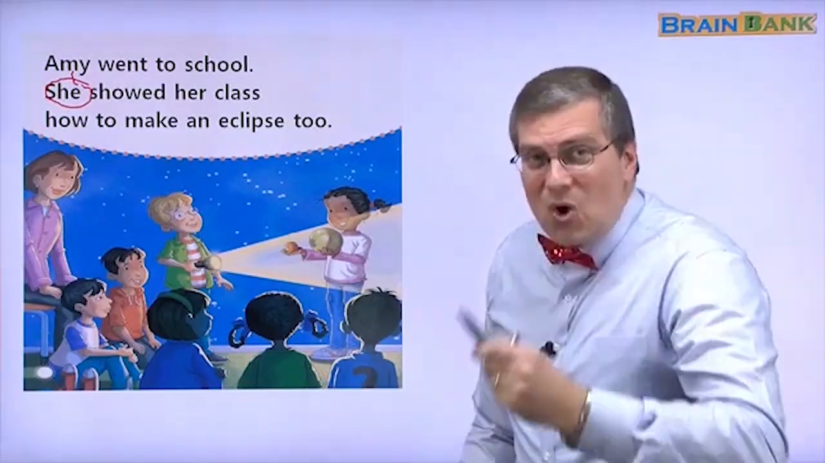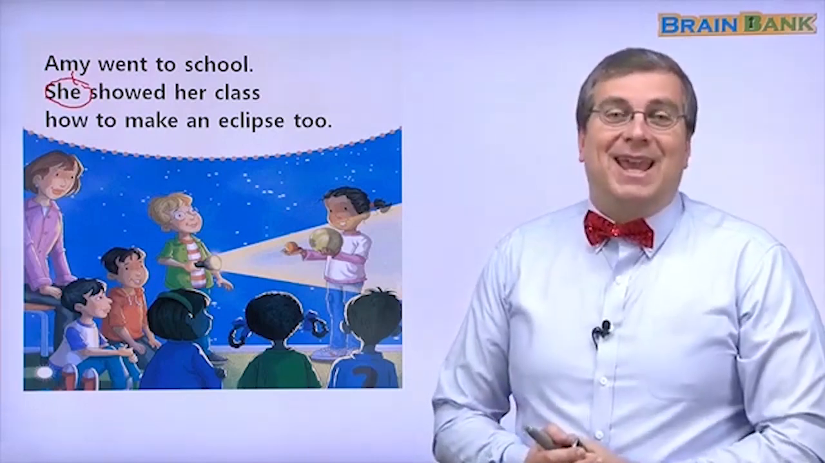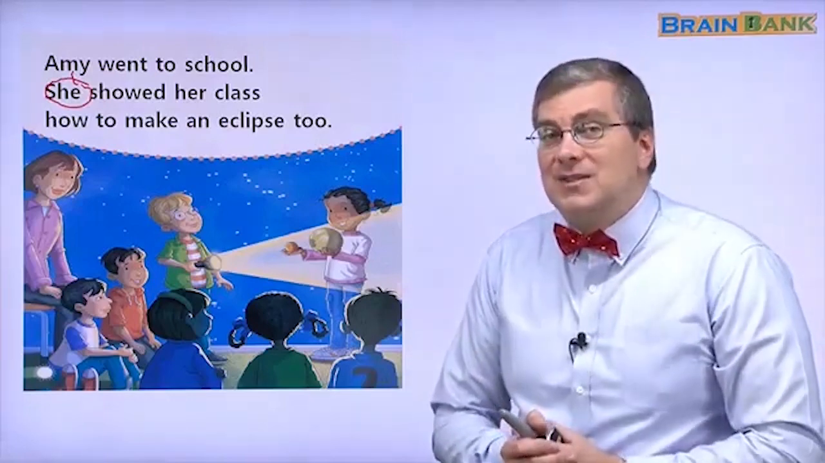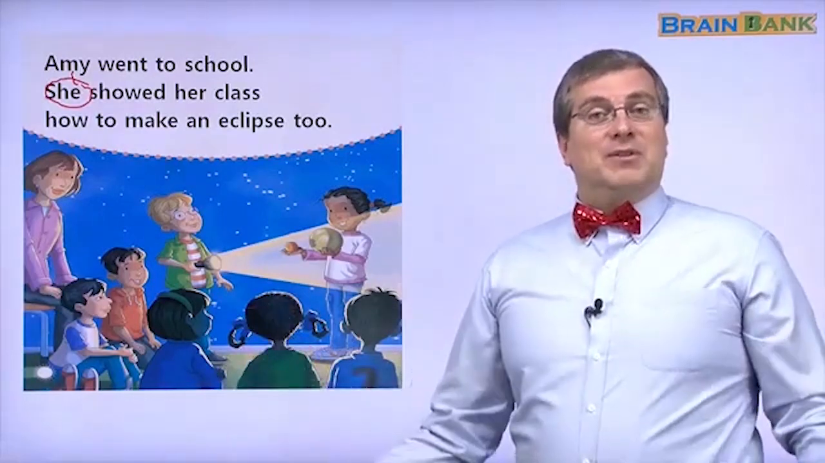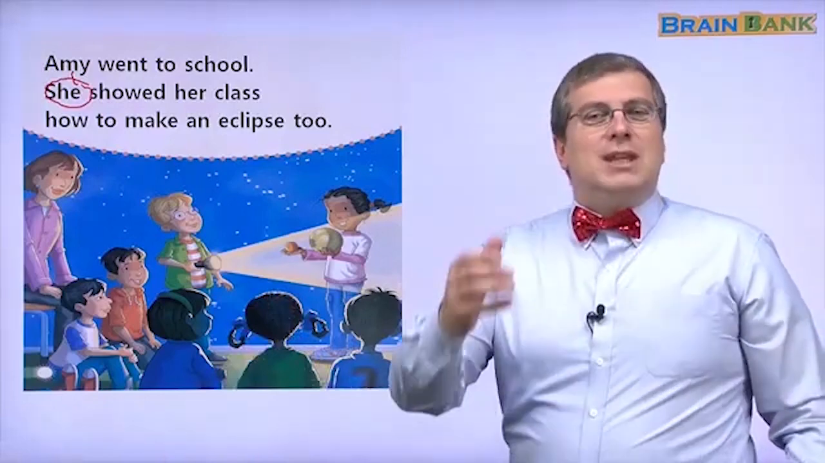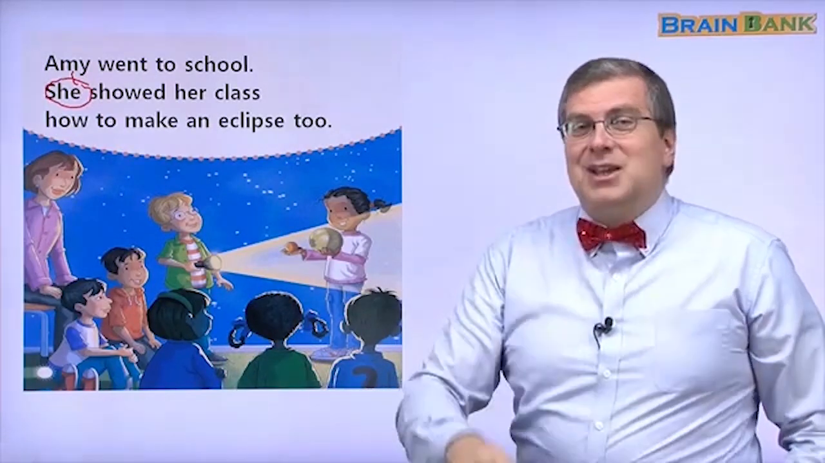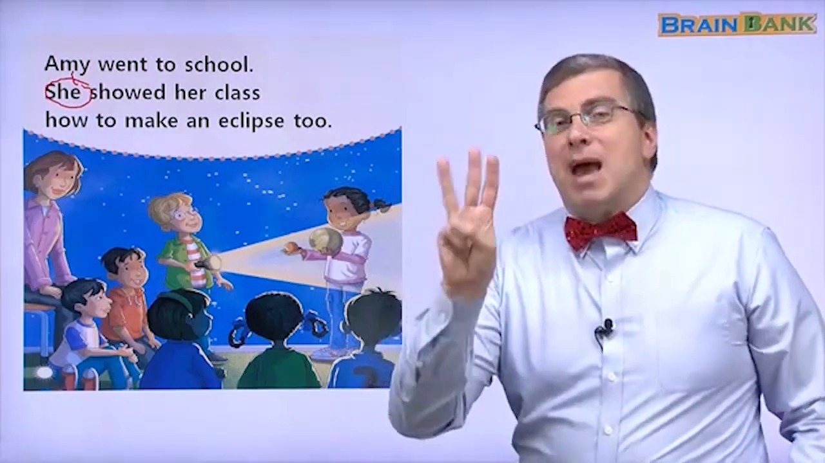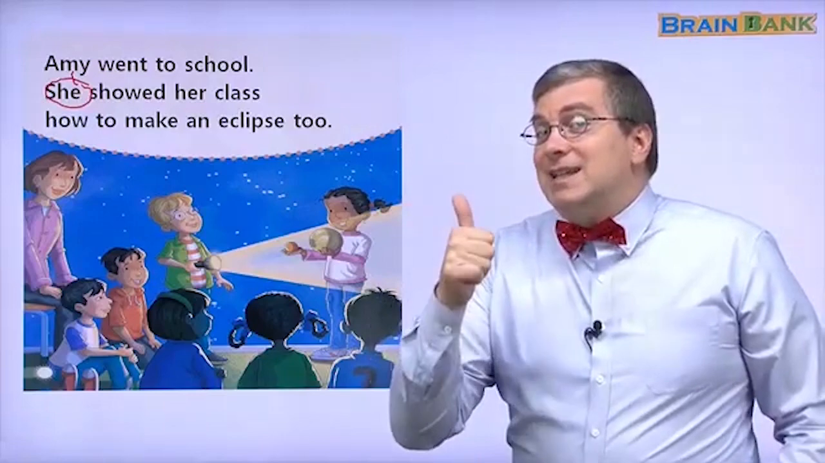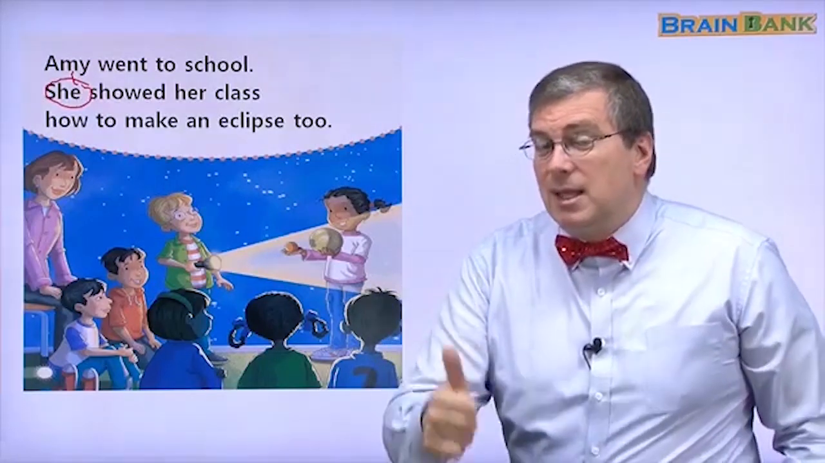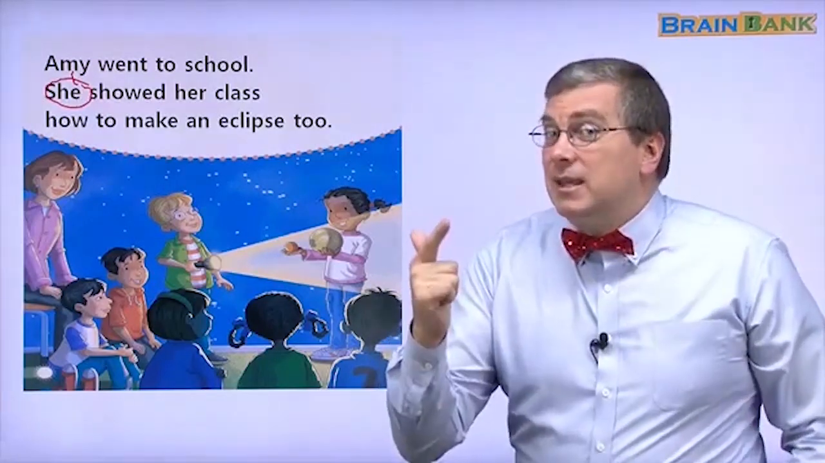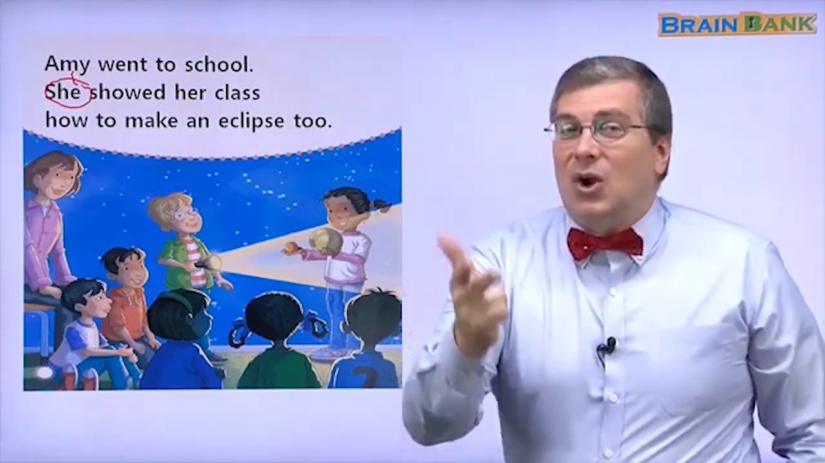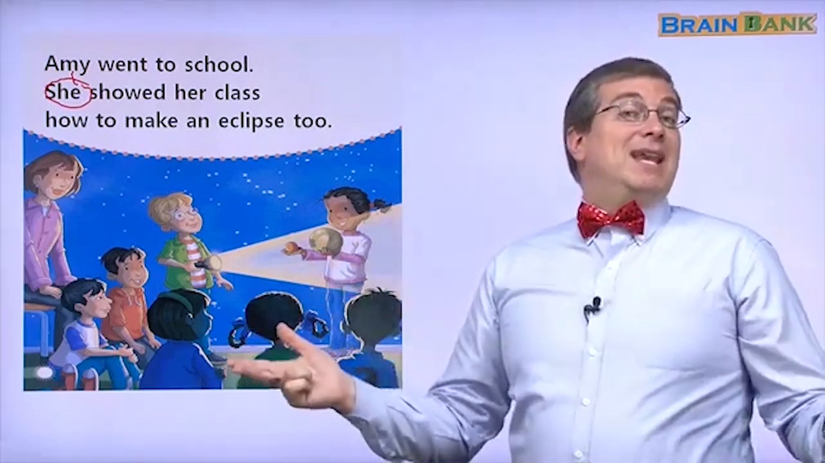Now you know how to make an eclipse. So, why don't you say to your friends, let's make an eclipse. What do you need? You need a flashlight, you need an orange, and you need a melon. The flashlight is the sun, the orange is the moon, and the melon is the earth. 맞아요. So, let's make an eclipse.